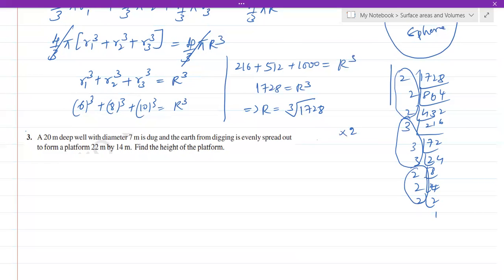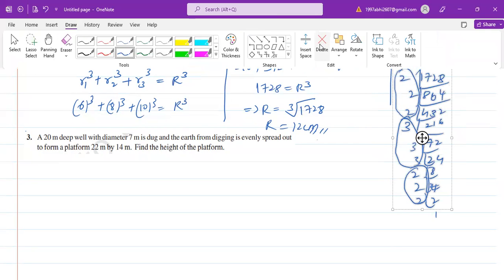2 3s are 6, 6 2s are 12. So therefore, the cube root comes out to be 12 centimeter. So this is the final answer. For square root, we have to make a pair. For cube root, we have to make a group of 3.